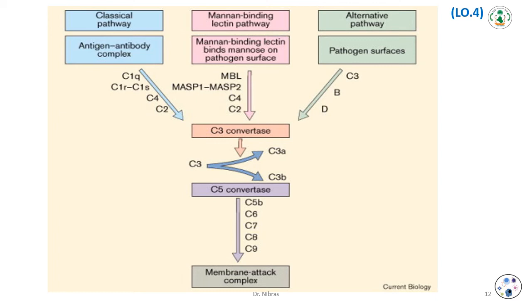C3b then leads the final steps of complement activation by activation of C5 as C5 convertase, and then C6, C7, C8, and C9 will be involved in the final steps of complement, leading to membrane attack complex through the polymers of C9, making this membrane attack complex on the cell membrane of the pathogen in order to rupture the cell membrane of the pathogen.